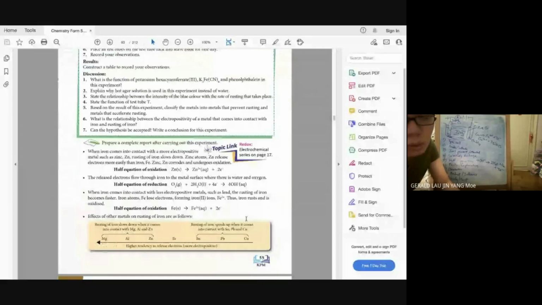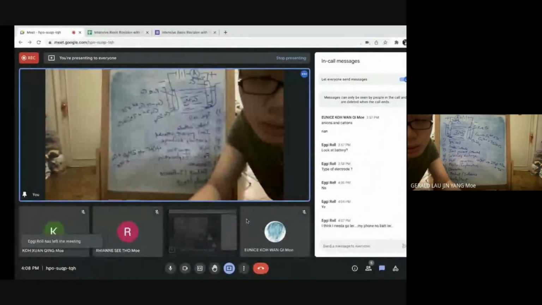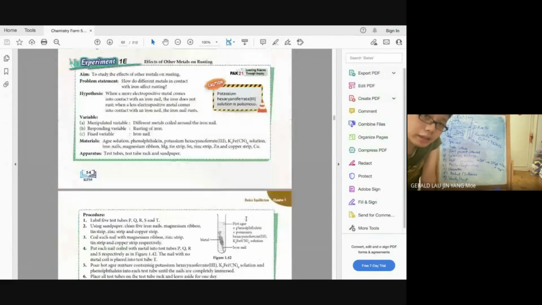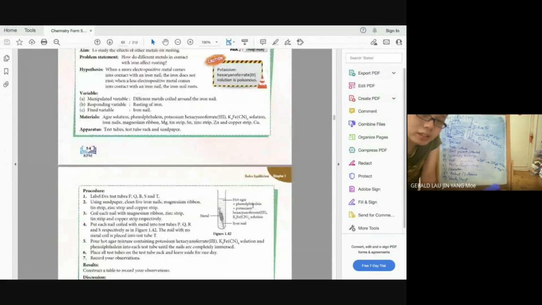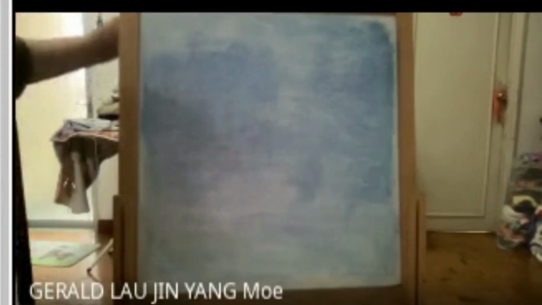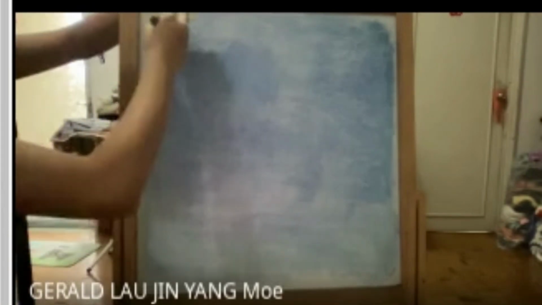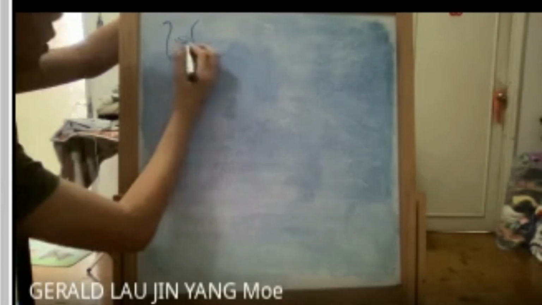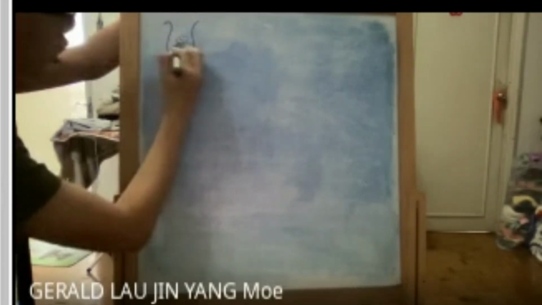Okay, so now you have to understand. I think, okay, no battery. Okay, bye-bye. So how do you do the half equation of oxidation? You did this experiment, the effect of other metals on rusting. So when I coil the iron nail with other metals, you have to see which one will rust first. In this experiment, in the test tube, I will have an iron nail, and then I will use a metal to coil around the iron nail.